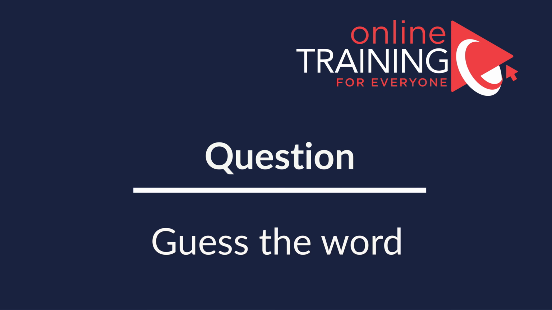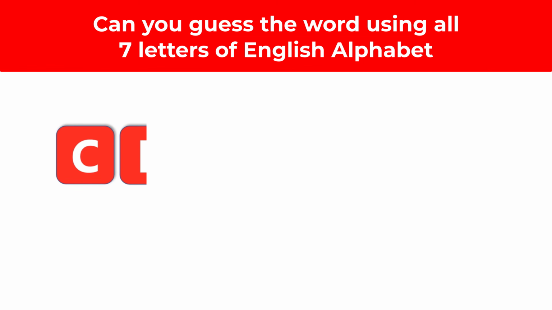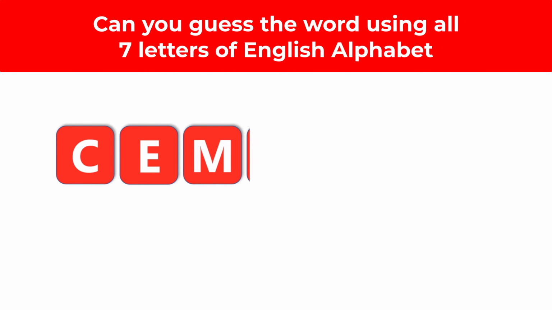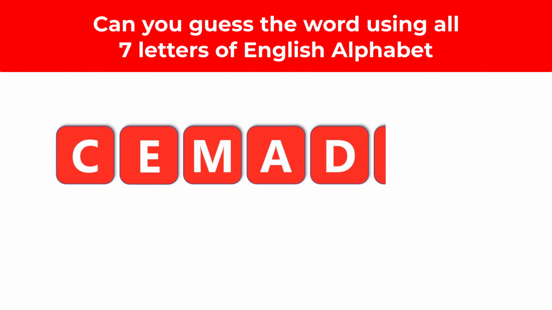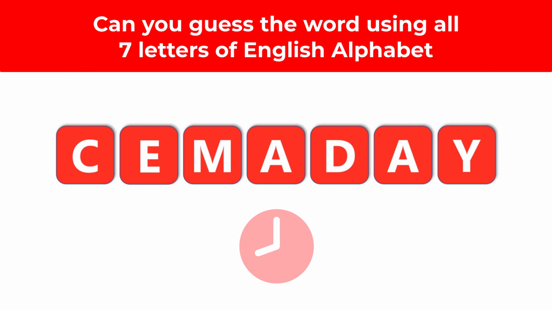Here's the tricky problem we frequently see on the test. You're presented with 7 letters of the English alphabet. The letters are C, E, M, A, D, A, and Y. And you need to guess the word using all the letters presented. Give yourself 15 to 20 seconds, maybe longer, depending upon your experience of guessing particular words. Do you see the answer? Let's continue to get to the correct solution together.